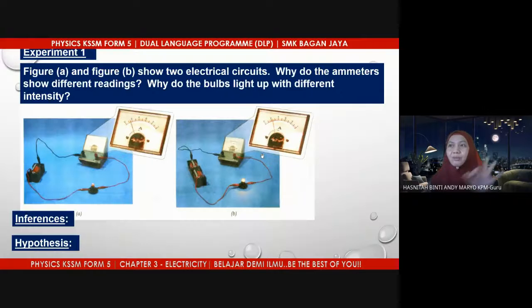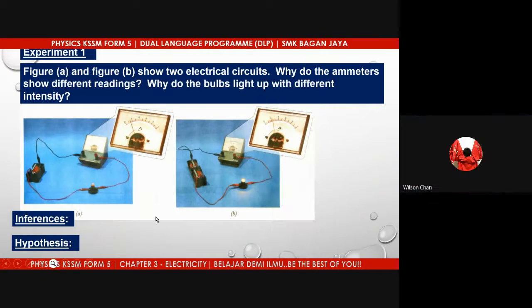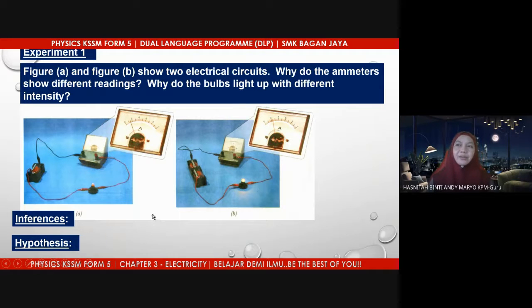Okay, another one, the third difference. You can see the difference in the battery, the number of dry cells. In figure A, we have a single dry cell. In figure B, we use two dry cells. Okay, very good. So what inference can we write for this situation?